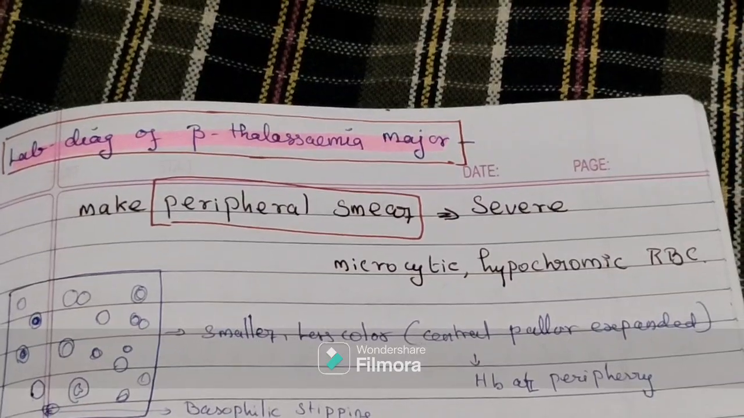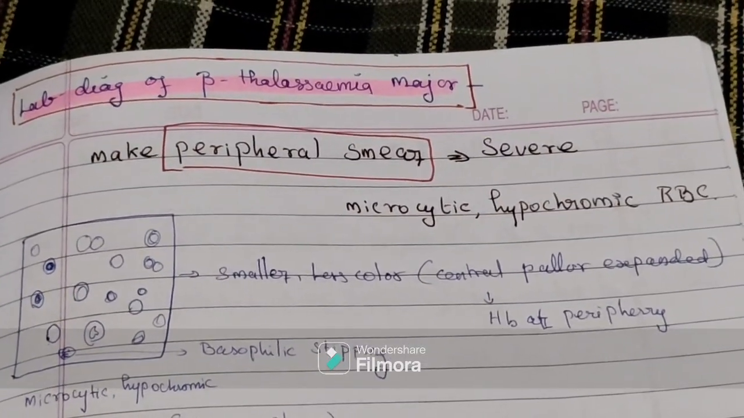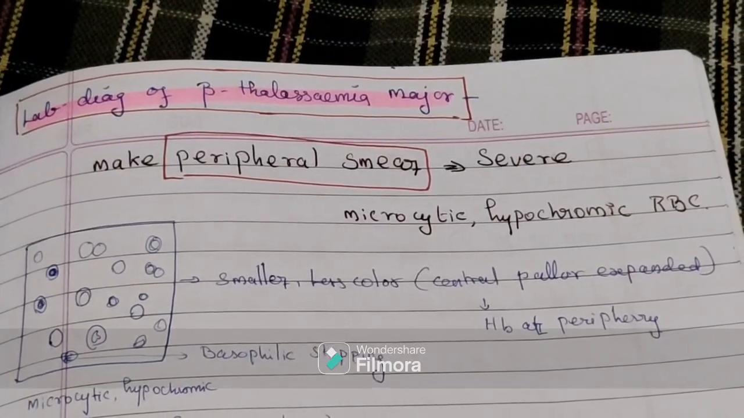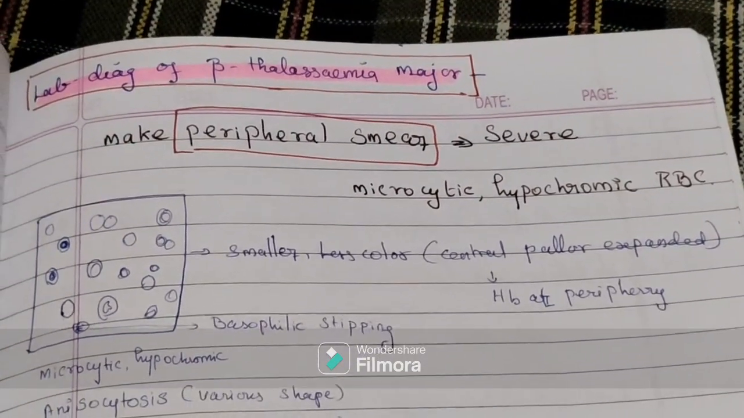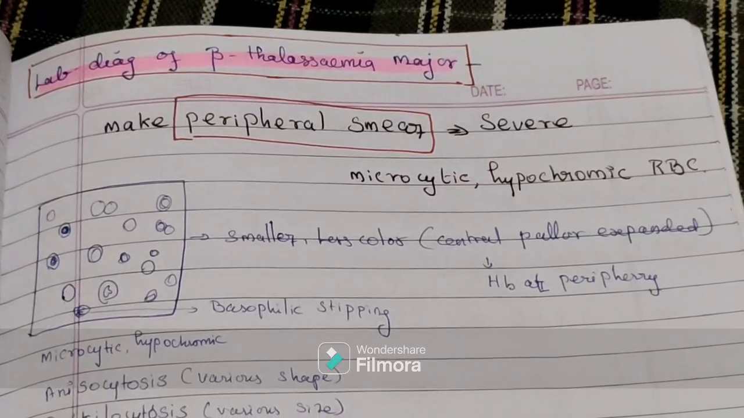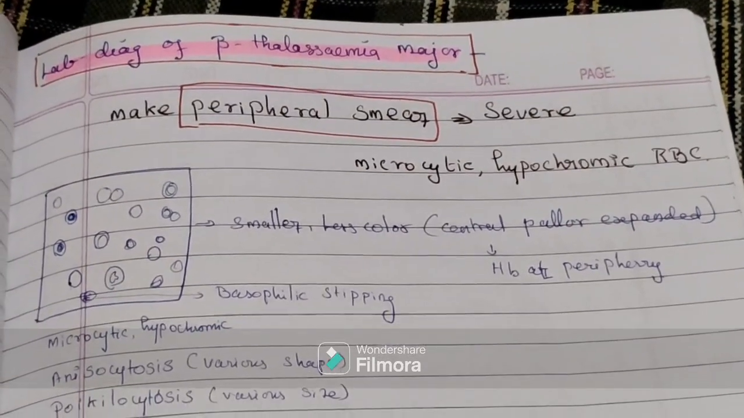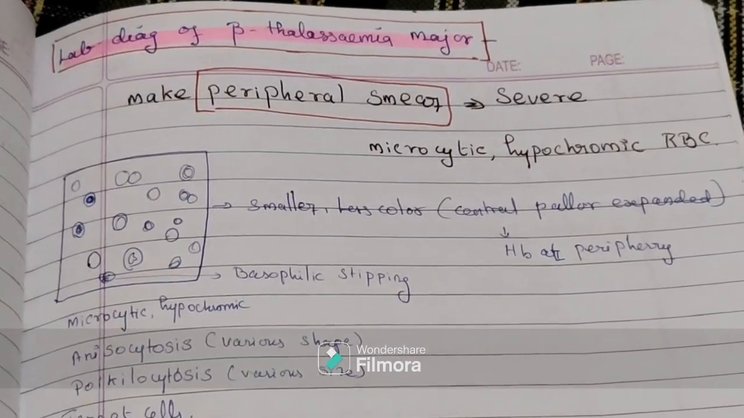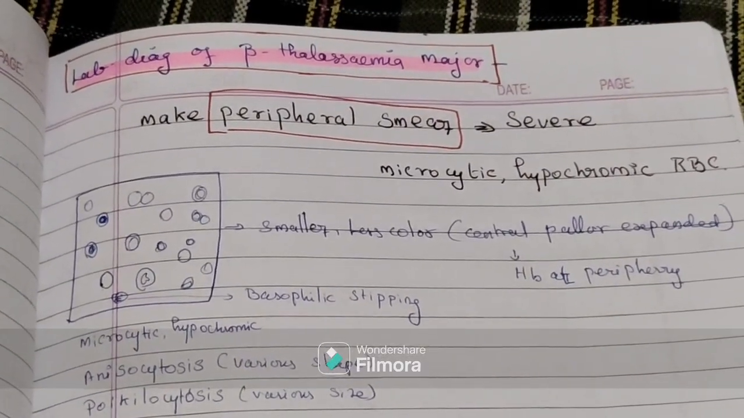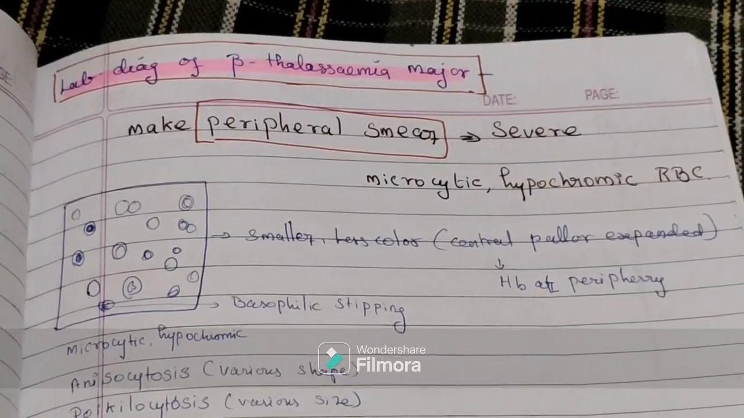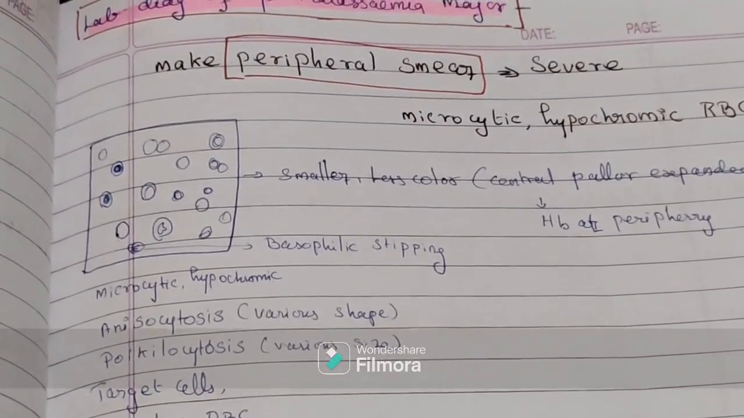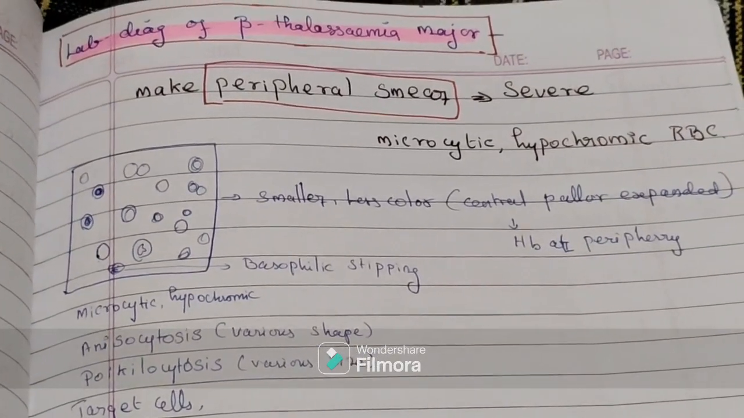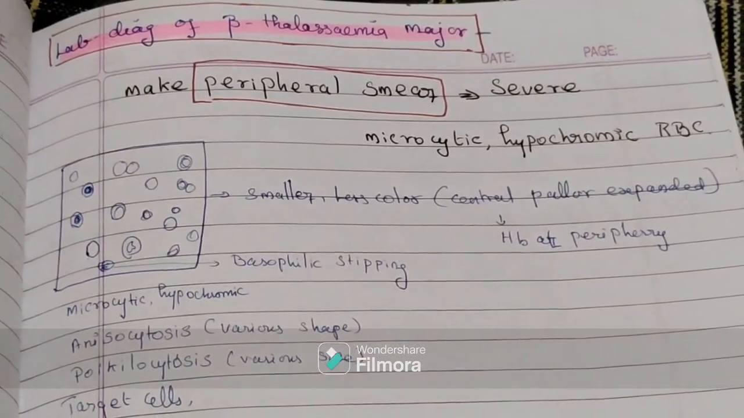How will we do the laboratory diagnosis? You can make a peripheral smear. You will get microcytic hypochromic anemia. We can compare the size of RBC with a lymphocyte. RBCs are smaller and they have less color. The central pallor is expanded, and hardly any hemoglobin can be seen at the periphery. So microcytic hypochromic RBC, there is variation in shape of RBC.